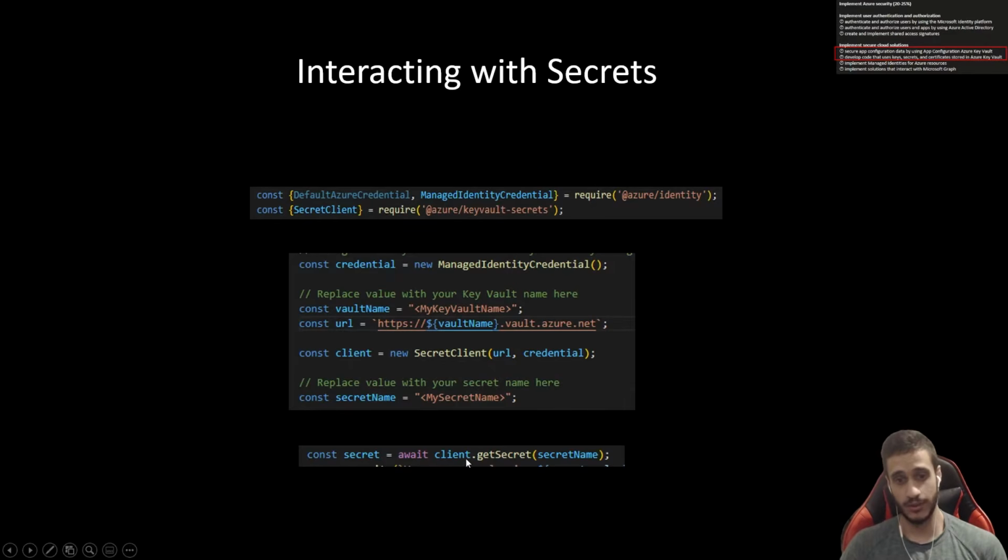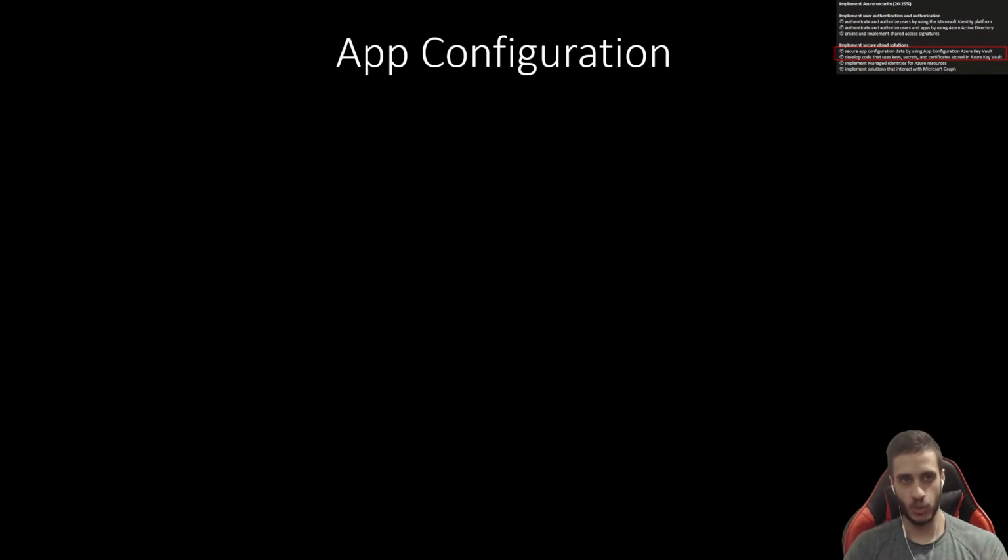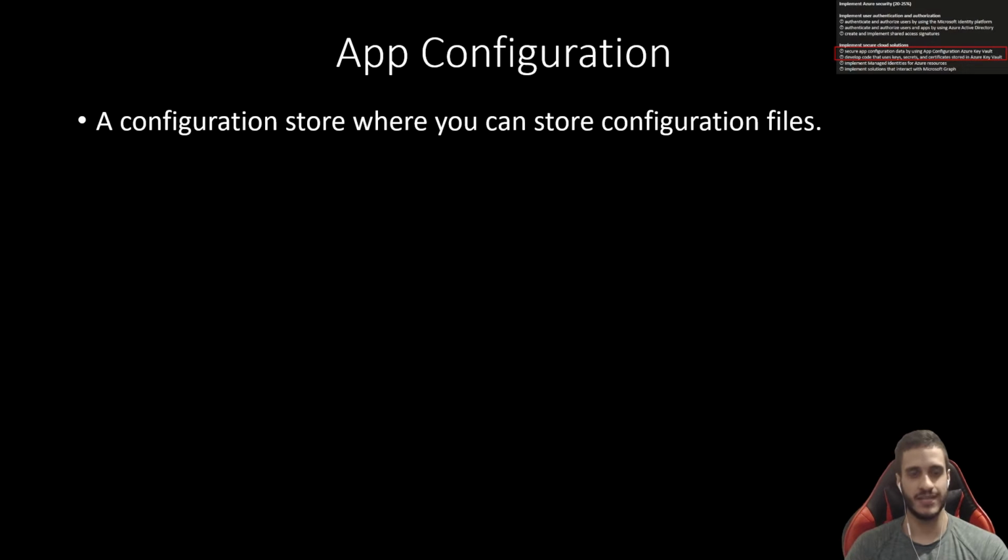And then after that, we would use the client.getSecret method to access this secret. Now, what about app configuration, which is actually a very small part of the exam? So Azure App Configuration is essentially a configuration store where you can store configuration files in a centralized place.